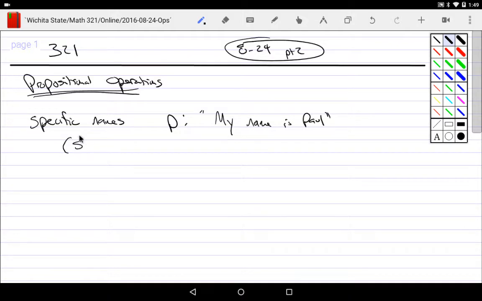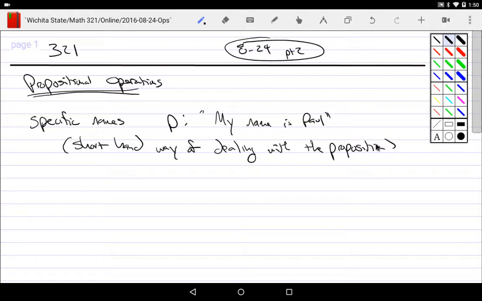And this is basically the idea of a shorthand way of dealing with the proposition. You know, instead of writing the entire thing each time, my name is Paul, my name is Paul, my name is Paul, I'm just going to write P, and it means my name is Paul.